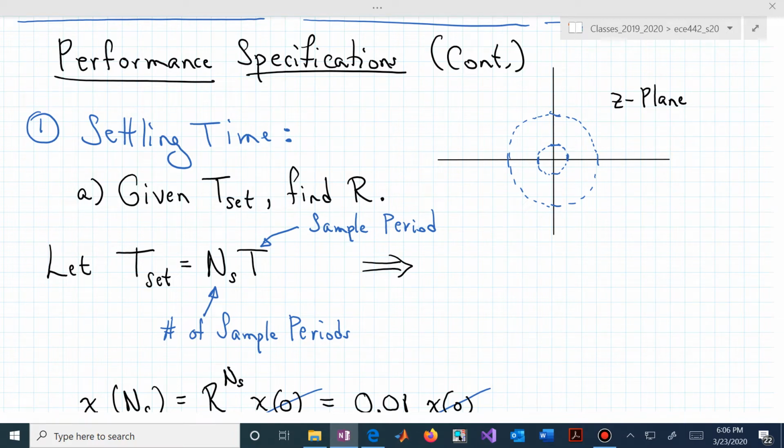So suppose somebody gives you a settling time and they want to know, okay, where do I put my poles? That's what we mean by a performance specification or a design specification. Somebody gives you a settling time. Let's say they give it to you in terms of number of sample periods, or they could give it to you in actual units of time if you know the sample period. So if they give you T settle as, let's say, 4 seconds, and they give you a sample period, then you can back out the number of sample periods n sub s.